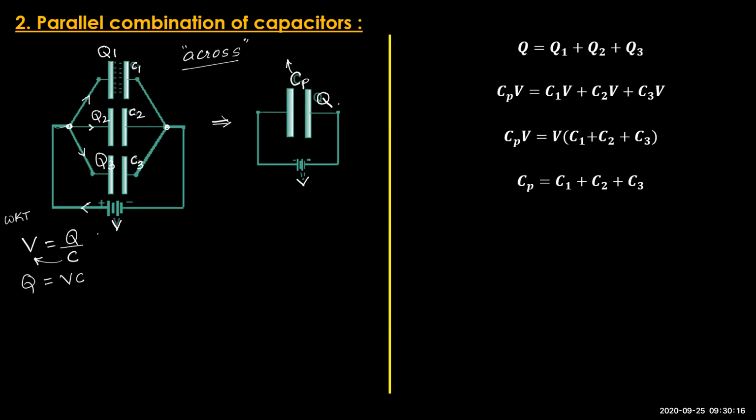So using this, can we write what is Q1? That is the charge on capacitor C1. So Q1 is V into C1. Why V into C1? Why V into C1? Anybody?